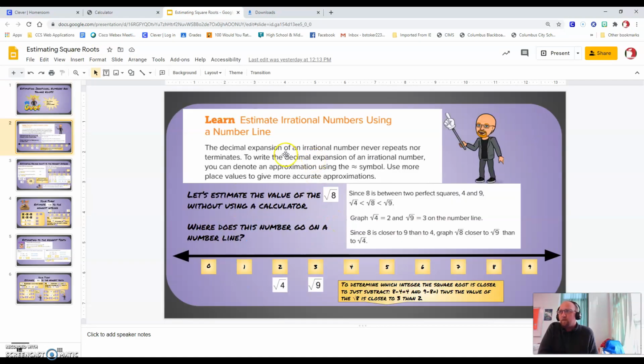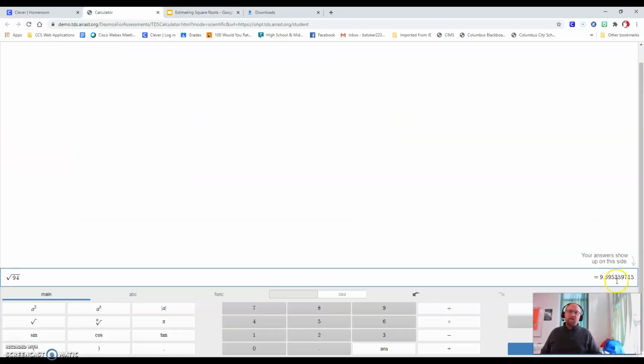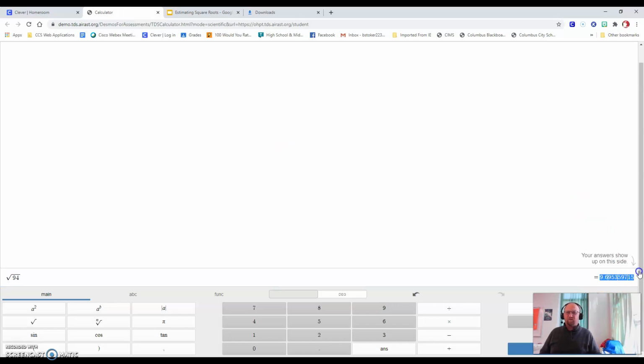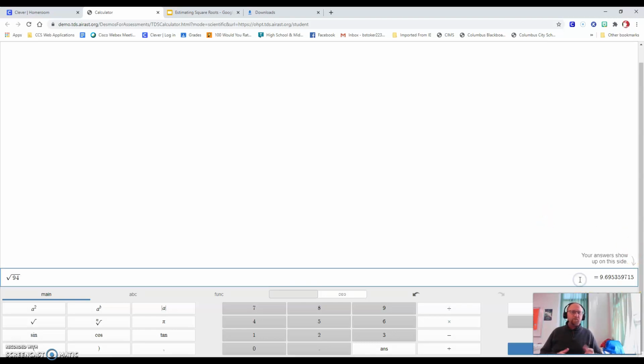Basically, when you're looking at an irrational number that never repeats or never terminates, it's impossible to get an exact amount, because that decimal number never stops. Now, I know what you're thinking: this number stops, the 5 is the last digit. Calculators either round that last digit or they truncate it. It just depends on the make of the calculator.